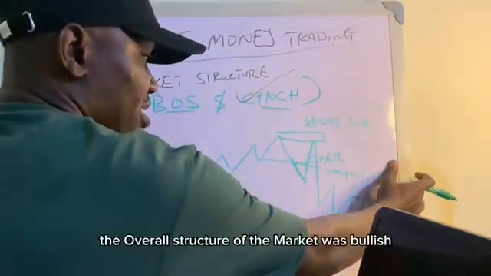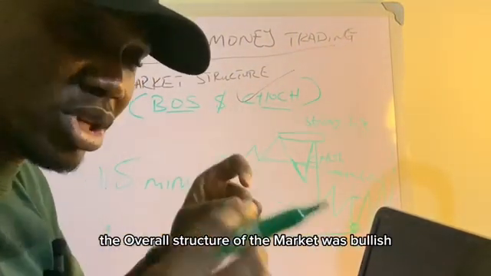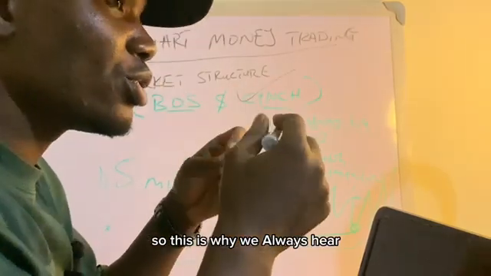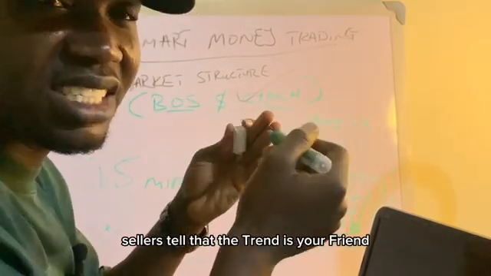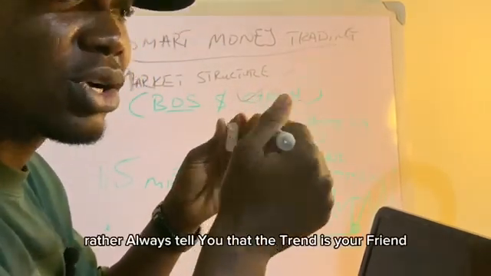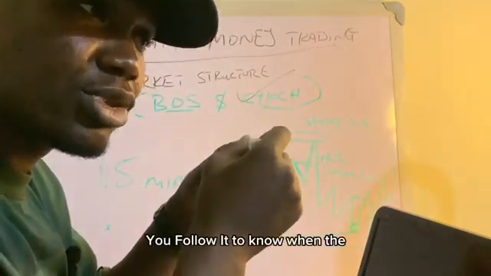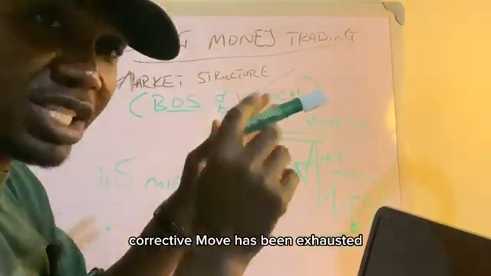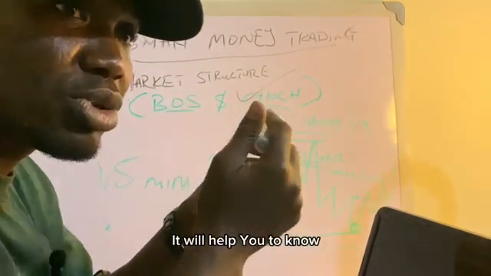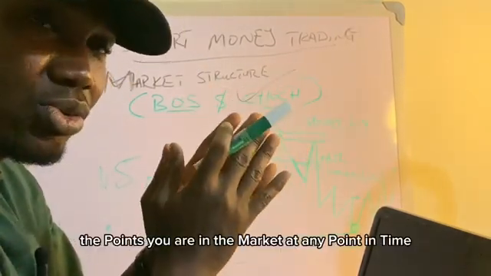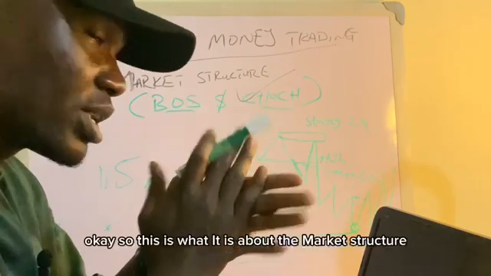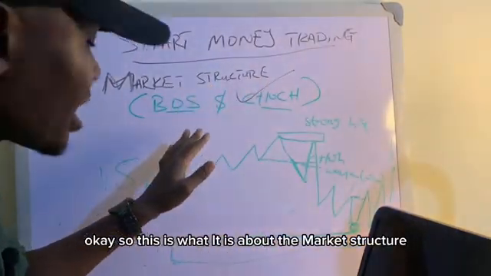The reason is that the overall structure of the market was bullish. This is why traders always tell you that the trend is your friend. You must look at the higher time frame. You follow it to know when the corrective move has been exhausted. It will help you to know where you are in the market at any point in time. So this is what it is about market structure.